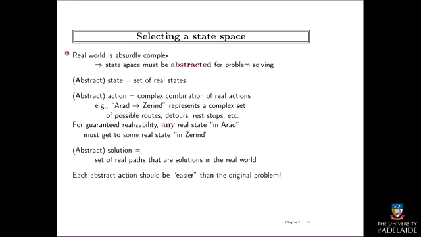And the solution, of course, is going to be some abstraction as well. We're in Bucharest. Perhaps the detail is that we actually want to be at the check-in desk of our EasyJet flight to Heathrow, for instance. So the set of real paths are solutions in the real world. But our solution is just going to be a set of cities, for instance. Pretty clearly, an abstraction should be easier, or in some sense more general, than the original problem.